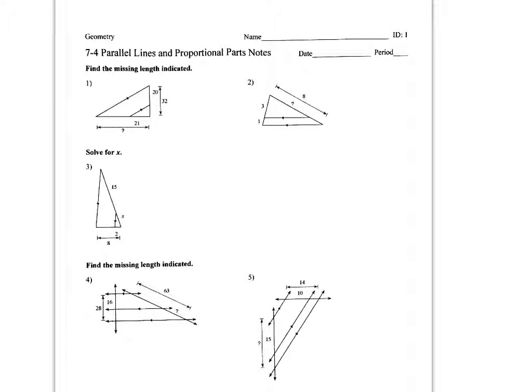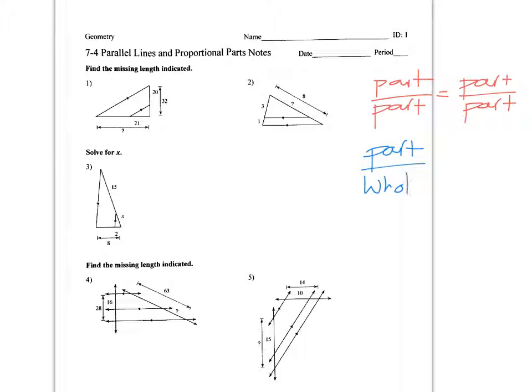When you do a proportion here, the proportion can go one of two ways. It can go part over part equals part over part, and I'll explain that in just a minute with an example. Another way you can do it is part over whole equals part over whole. So as I do these examples, I'm going to try to point out an exact explanation for each one.